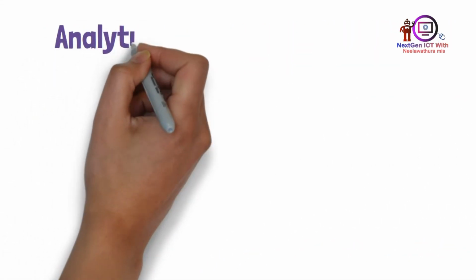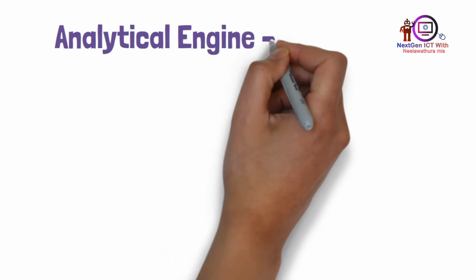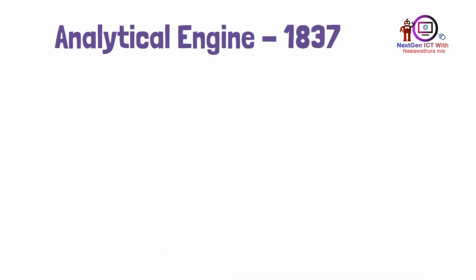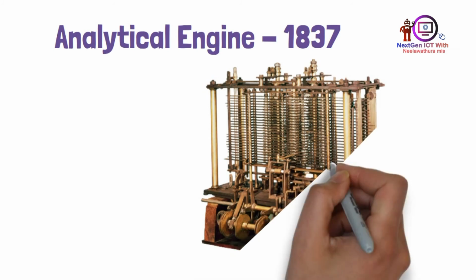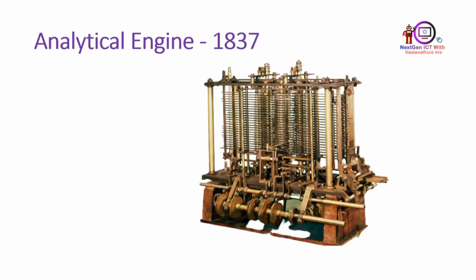Analytical Engine, 1837. This calculating machine was also developed by Charles Babbage in 1830. It was a mechanical computer that used punch cards as input. It was capable of solving any mathematical problem and storing information as a permanent memory.